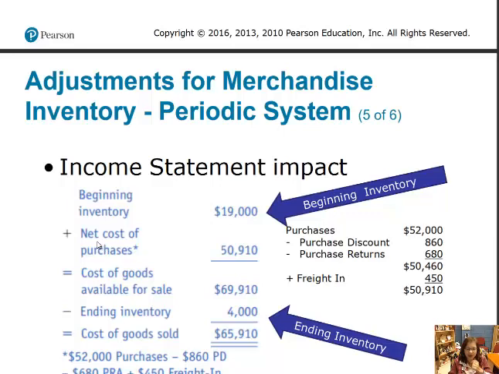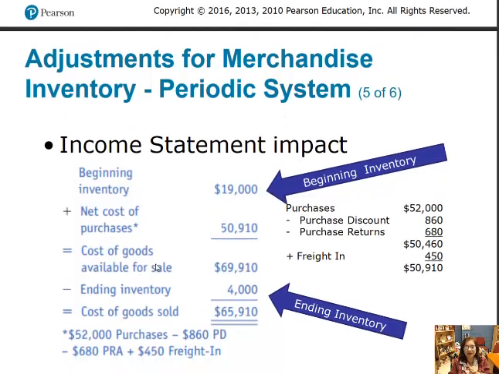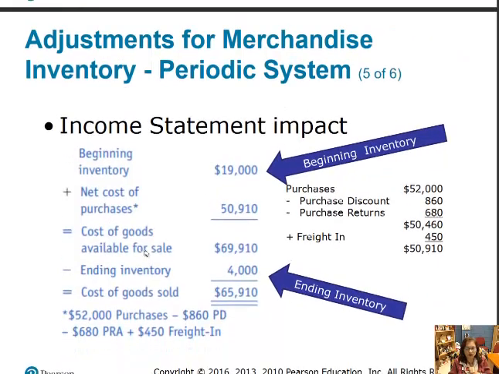We had the net cost of purchases. How much did it cost us to purchase all of this? Then we have what is called the cost of goods sold, what we have available for sale, our inventory, and then our cost of goods sold. We have to include the freight in as well. And then we look at the ending inventory to determine how much money we actually made.